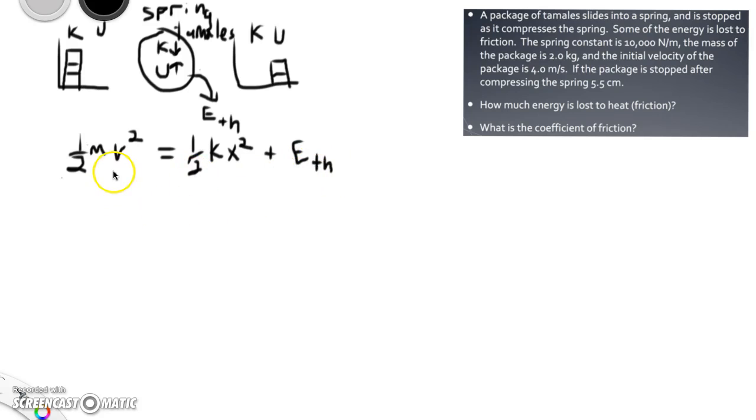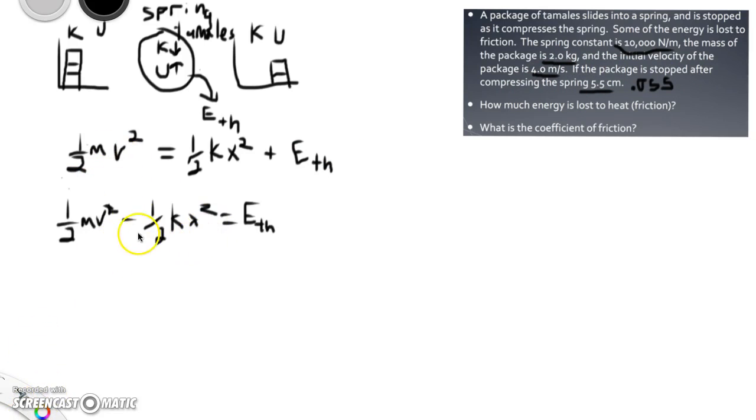So we'll subtract over the 1/2 kx squared, and we can substitute in these values we got for the spring compression, 5.5 centimeters, which would be 0.055 meters. We have our spring constant. We have the mass of the package, and we have the initial speed. Now, at the end, we know that kinetic energy is 0 because it says that it's going to be stopped after compressing the spring. Okay, so let's go ahead and substitute those in and solve.